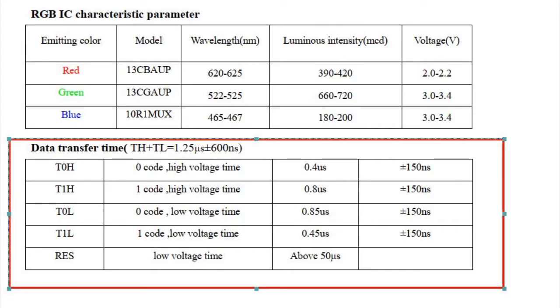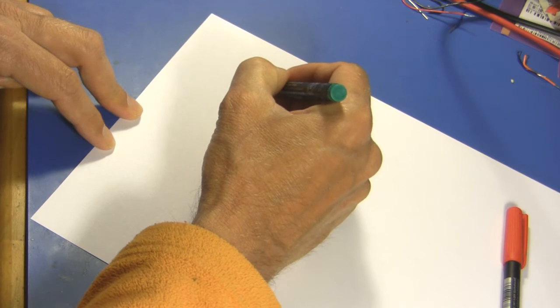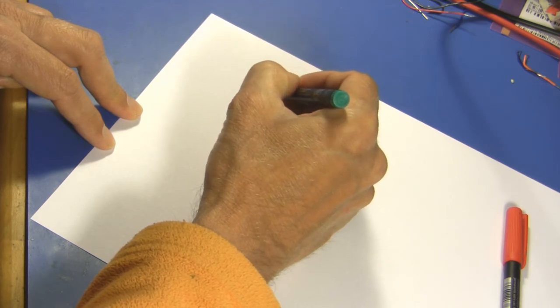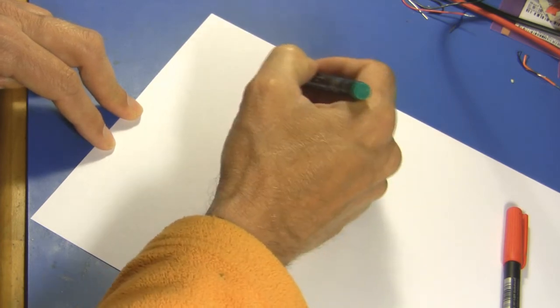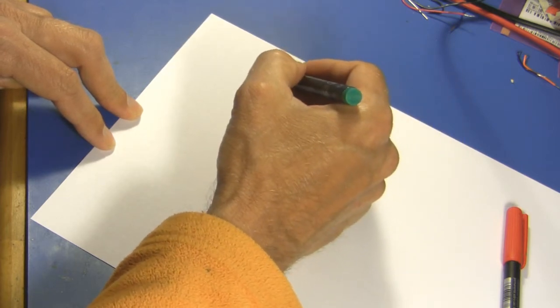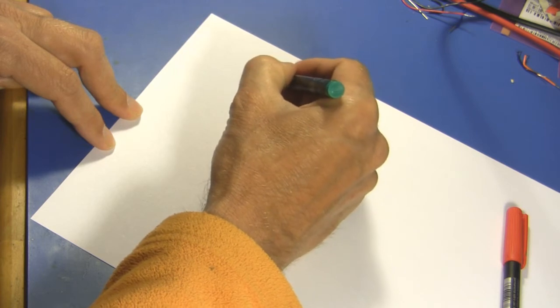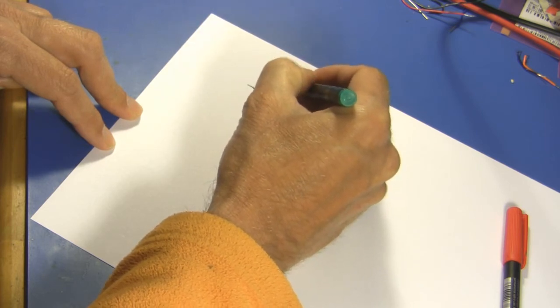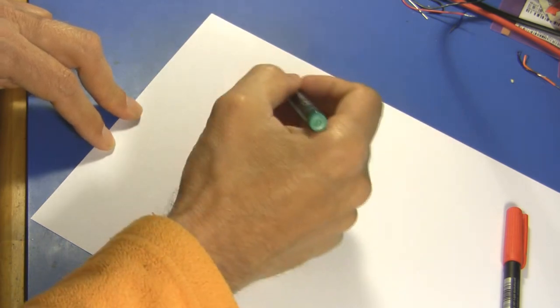So let's look at the timing. Now this part of the data sheet, boxed in red here, is the key part which tells you about the 1 and 0 pulse timings. But what does that mean? Let's have a look. To send a 0, we send a short pulse with a low following it, and the 0 value should be between 250 and 550 nanoseconds for the high period.